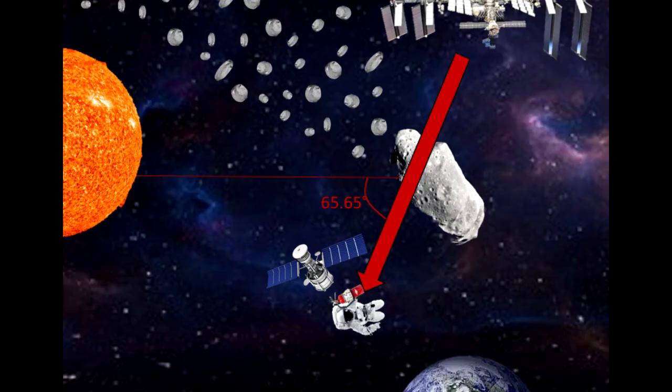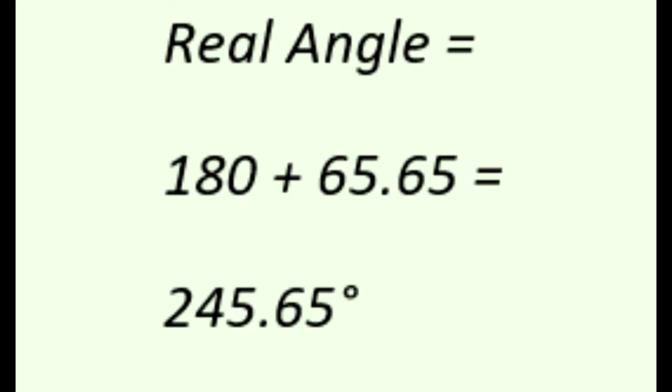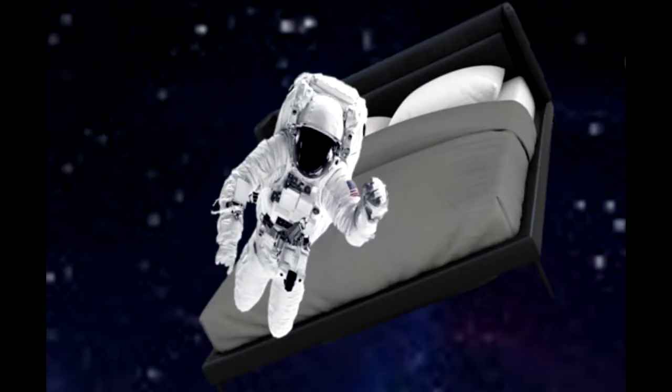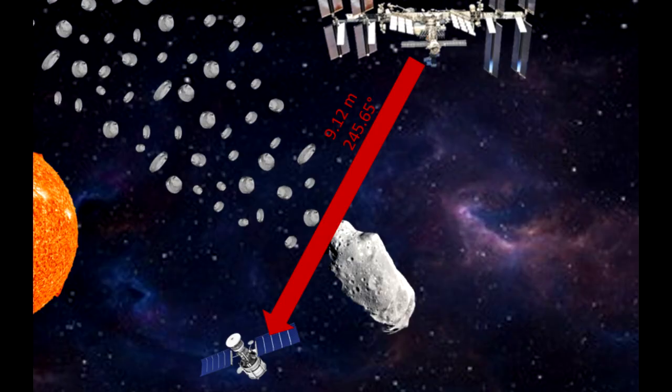Why did the angle increase, you may ask? Well, the answer is because it wasn't the real angle. The angle is located at 65.65 degrees from the sun to Earth, meaning that the real angle will be 180 plus 65.65, which as you can see is 245.65 degrees. Alexander can now rest in peace knowing that his displacement was 9.12 meters at a direction of 145.65 degrees.